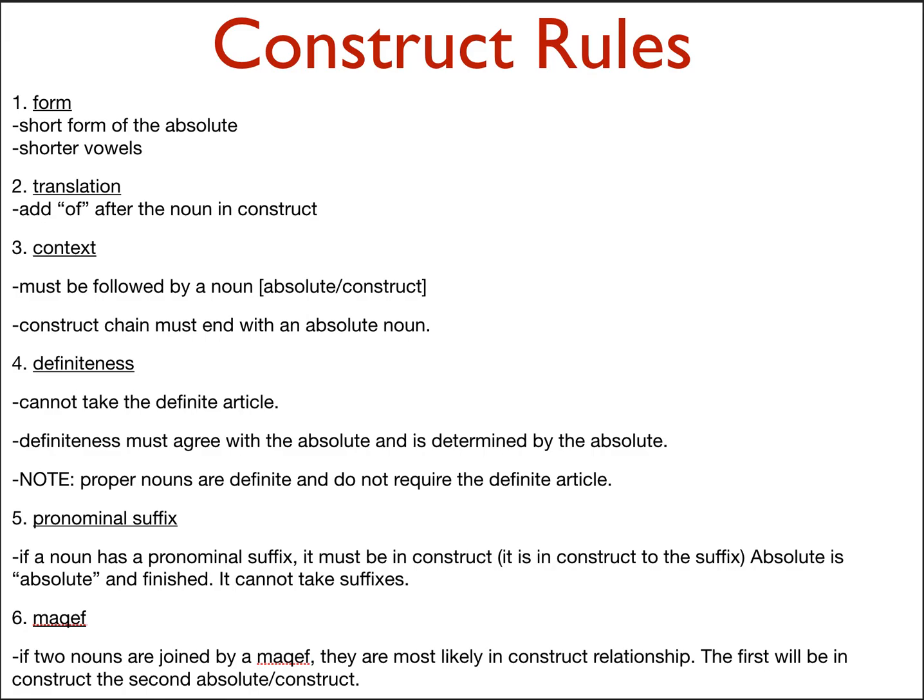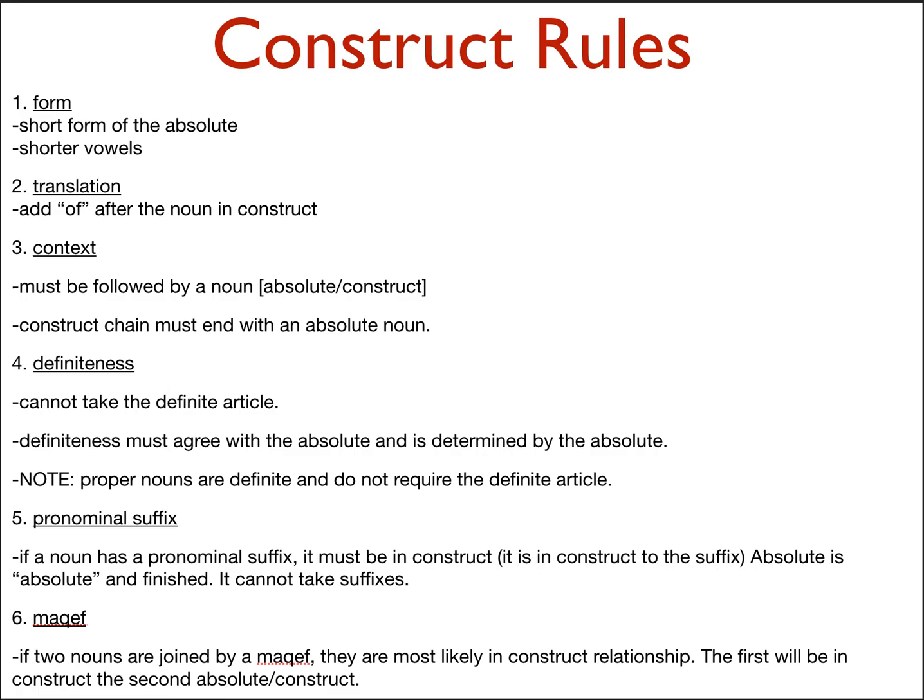Number 4, definiteness. Nouns in construct cannot take the definite article. In other words, if you see a noun with a definite article, that noun is in absolute. It is not construct. How do we make constructs definite? Because in English we do understand them definite and we do need the definite article. It will not be there in Hebrew, it will be understood.